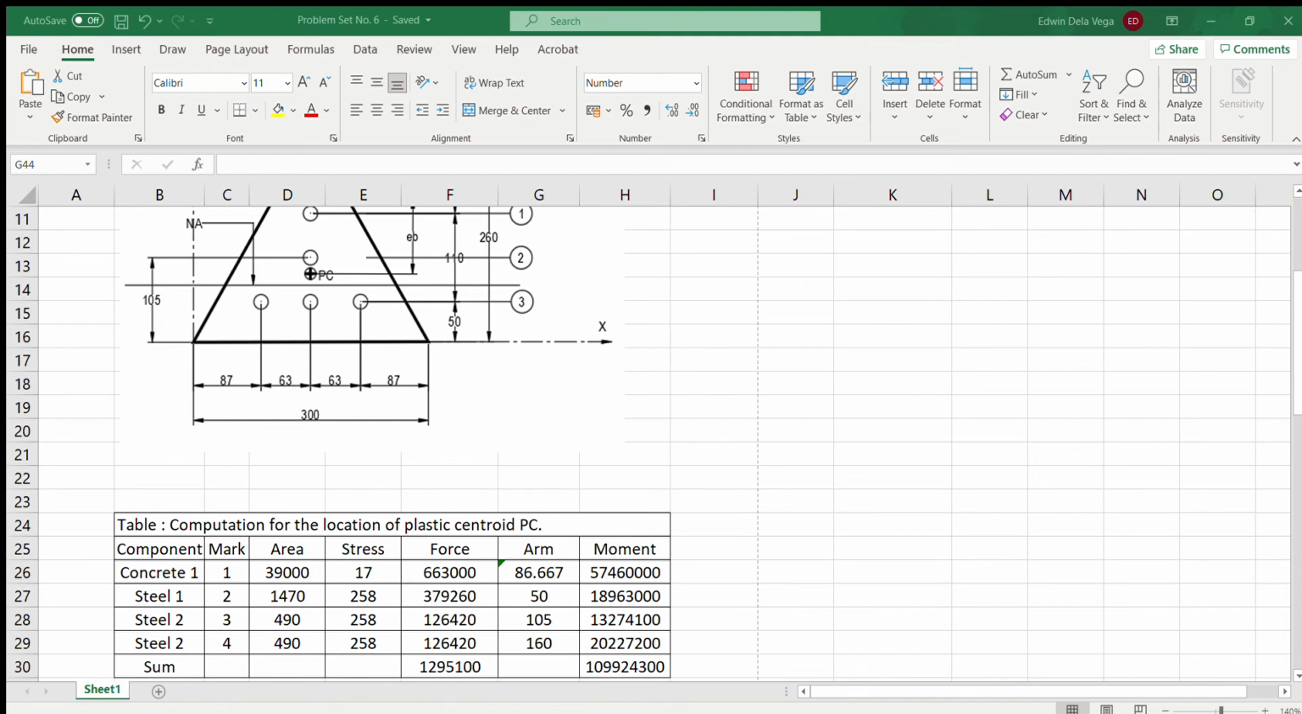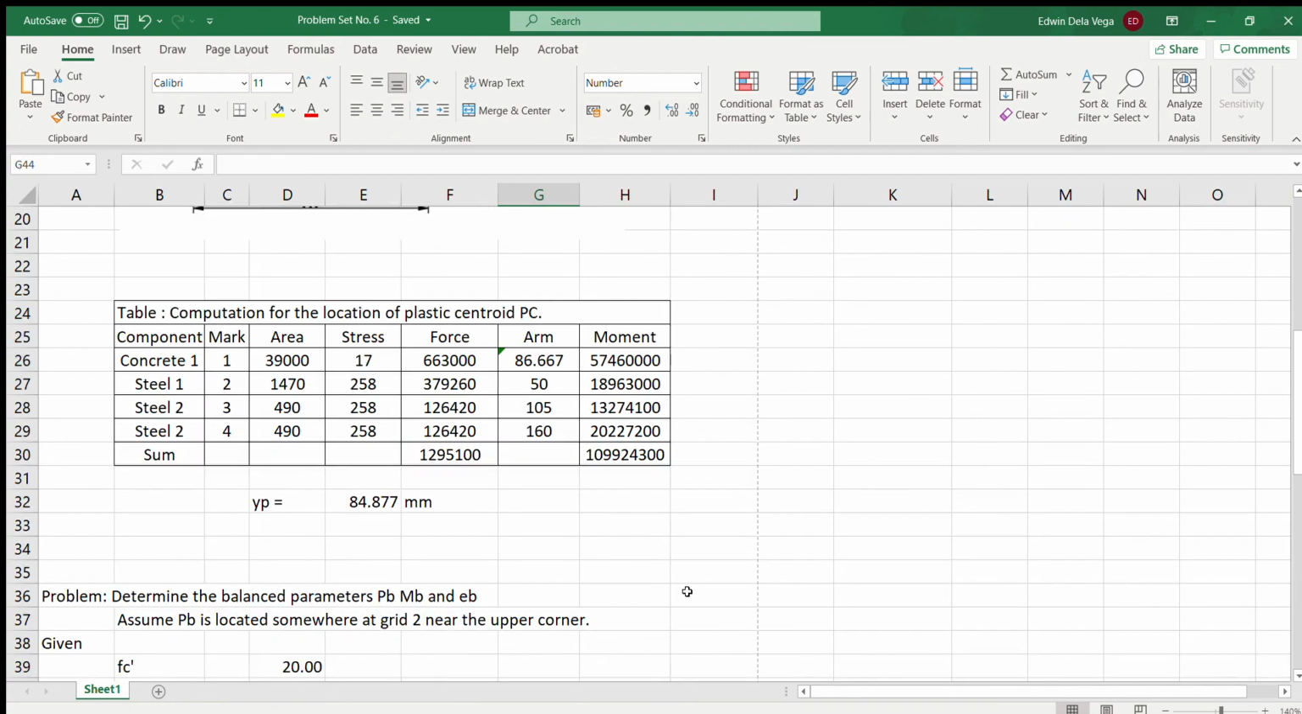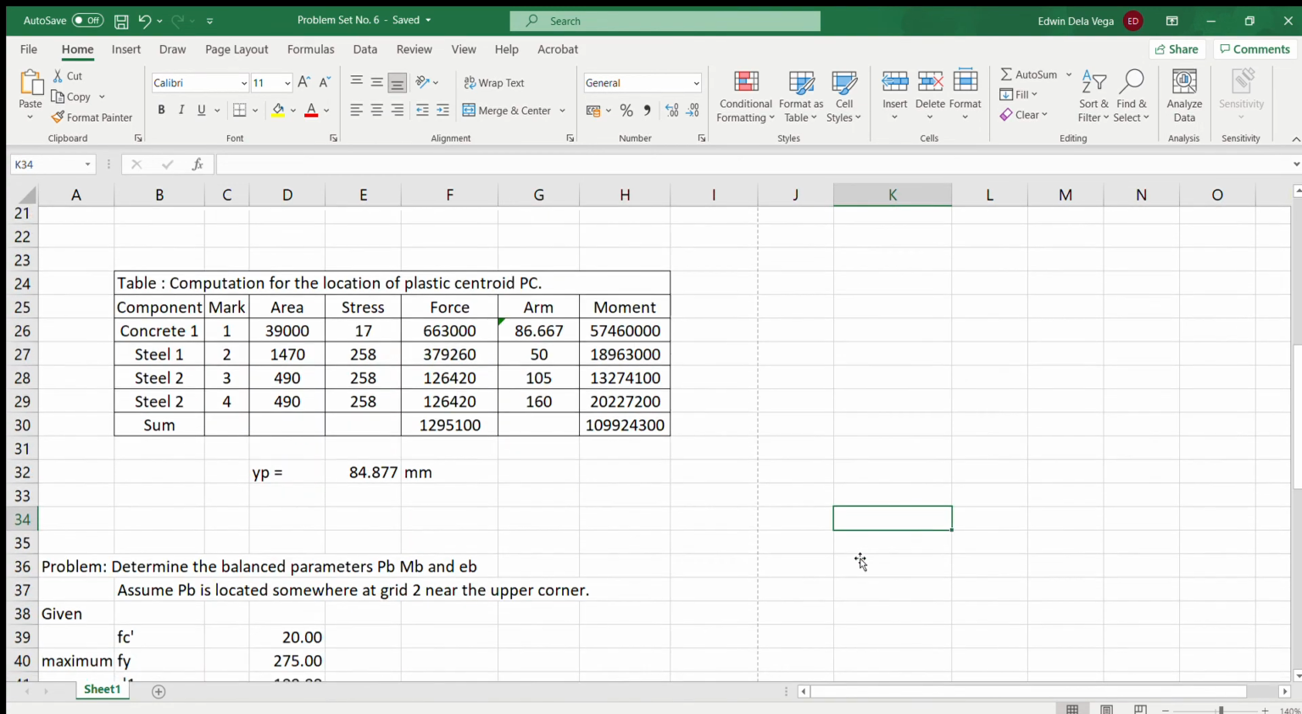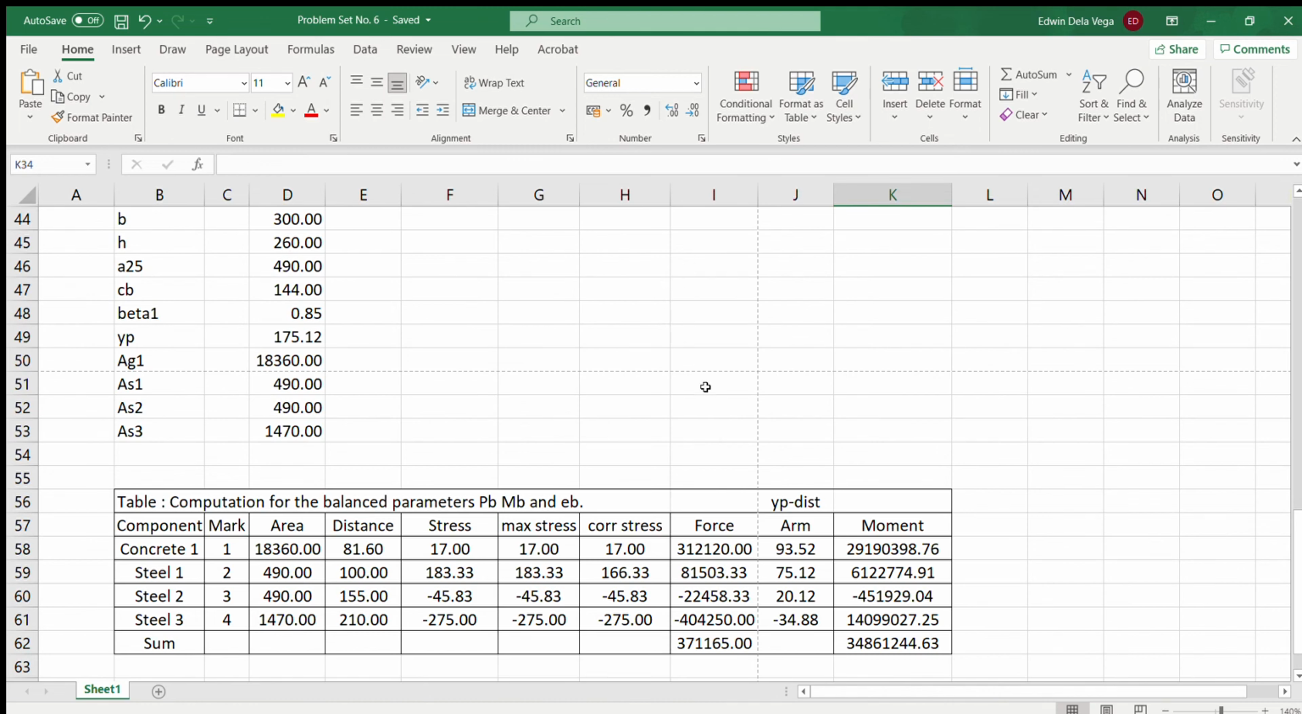So in our case here, in my lecture, I'm referring to the formula YP from the top. So YP is 260 minus 84.87 minus 81, you get this one. Okay, so these are now the values for your YP. Okay, we have here 93, 75, 20, and negative 34.8.